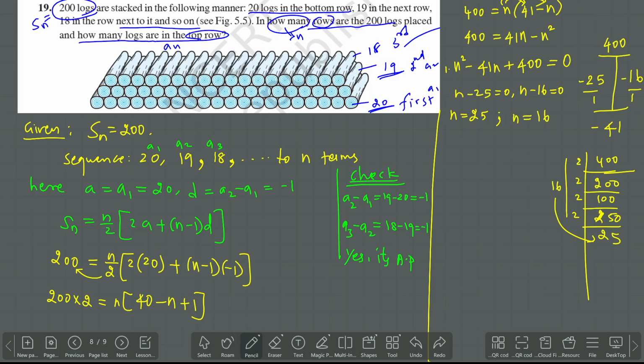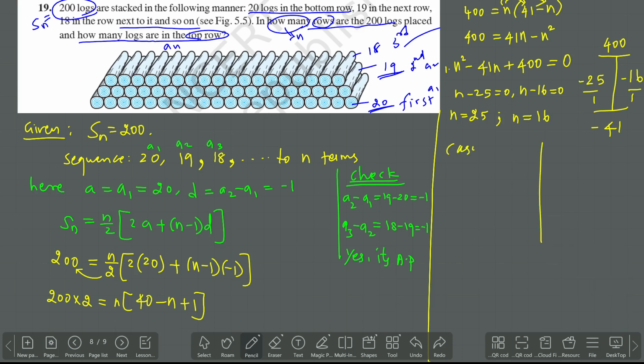Oh, I'm getting two positive answers. Then I have to check which is correct. So we'll find the an value. By using an, we'll find that only one an will be positive. The one that is never positive, we will reject. Then we have to go to two cases. Let me go with the two cases. Case number 1 with n value 25.